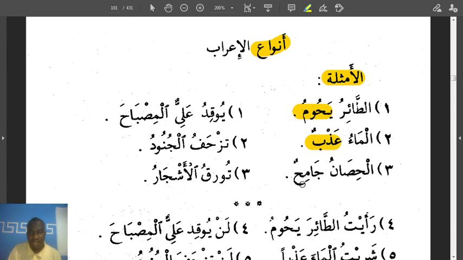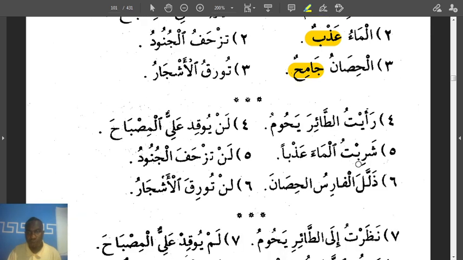Al-hisanu jamihun. The horse is jamih. Now when we say jamih, that is an uncontrollable horse, untamed. When you hear jamaha al-hisanu, that is the horse has lost control. We can't keep it in control again. So when you say al-hisanu jamihun, the horse is wild, it is untamed, it is uncontrollable. Okay, and then we have number 4.